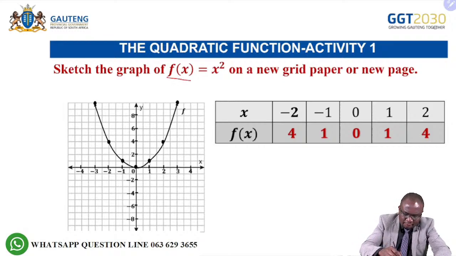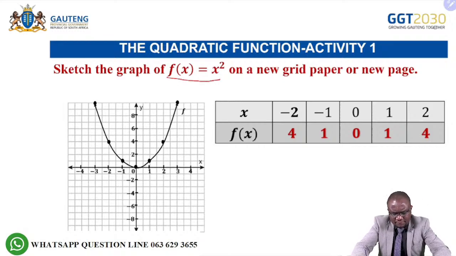This is the graph of f of x on a new grid of paper. We're supposed to sketch this, but this is the graph of f of x. I've sketched it, but if you can do it fast, that's fine. So we've plotted this graph. We are going to plot 2 other graphs on this same set of axes, on the same Cartesian plane.